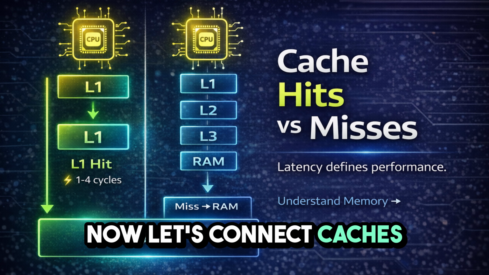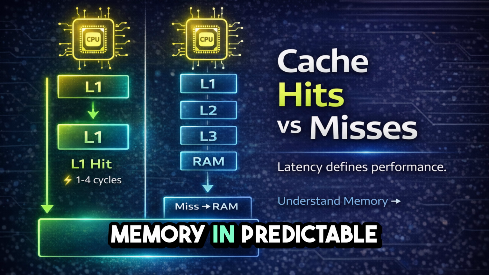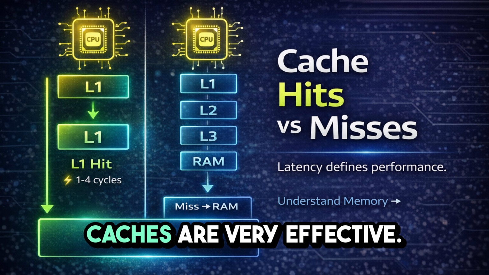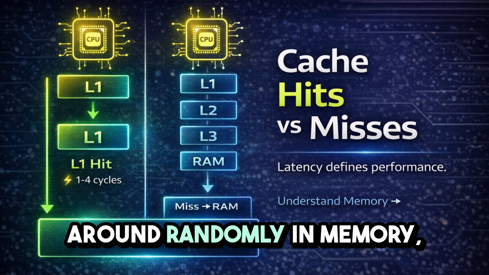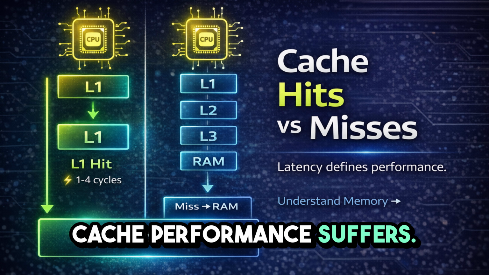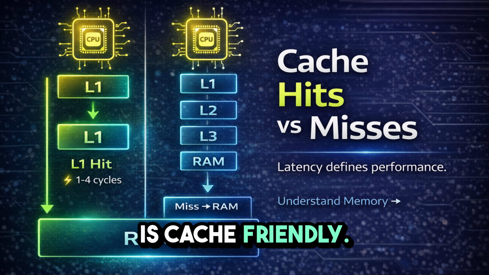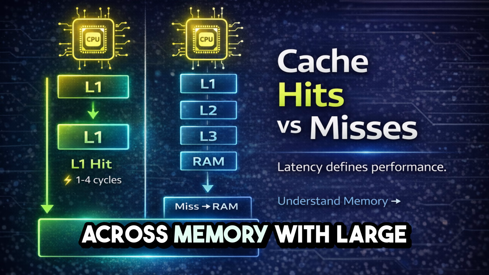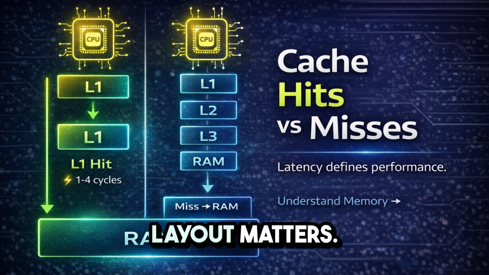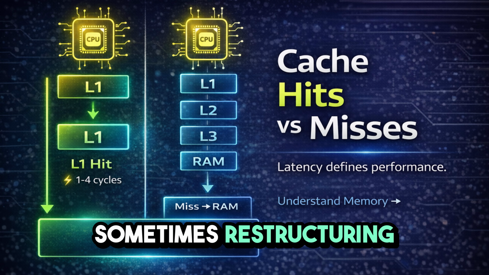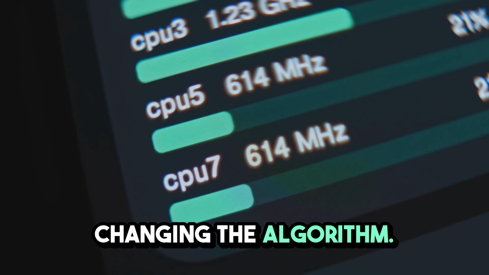Now let's connect caches to performance engineering. If your program accesses memory in predictable sequential patterns, caches are very effective. If your program jumps around randomly in memory, cache performance suffers. For example, iterating through an array linearly is cache-friendly. Accessing elements scattered across memory with large gaps is cache-unfriendly. This is why data layout matters. Sometimes restructuring data can dramatically improve performance without changing the algorithm.